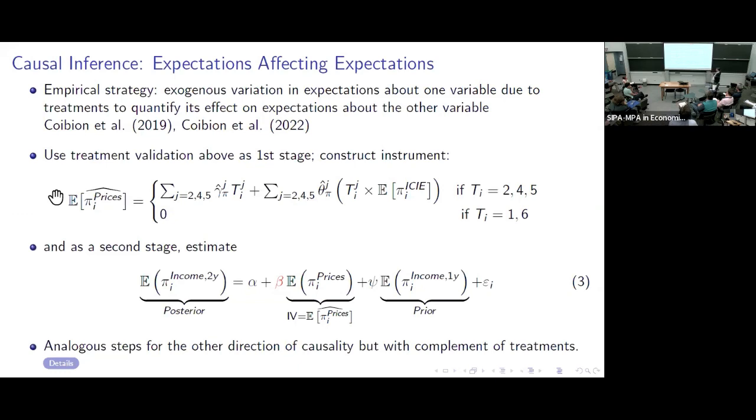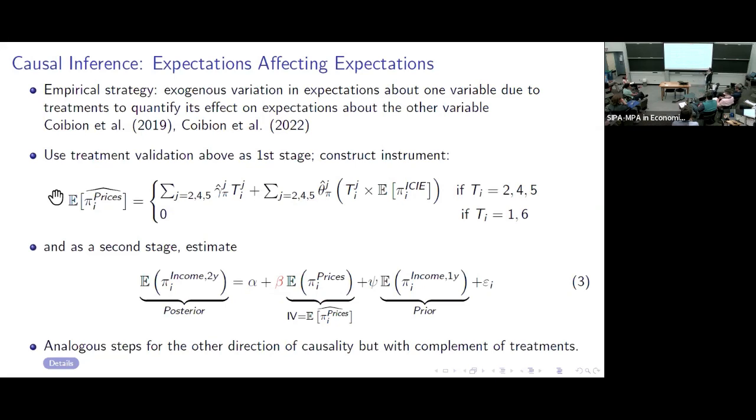Now, what are we going to do with this? We're going again to use this exogenous variation in expectations that's coming due to treatments to pin down the causal effect of one variable on the other. So if I want to figure out, for instance, the effect of inflation expectations on income growth expectations, what am I going to do? Well, I'm going to build an instrument.